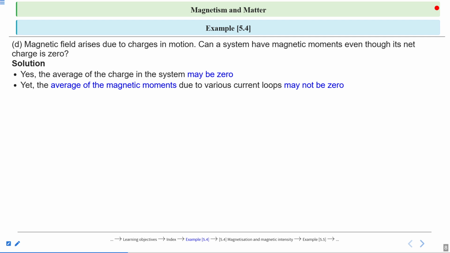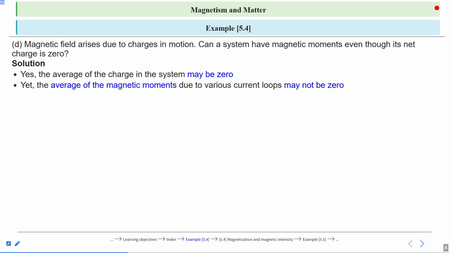We are going to study in our upcoming lectures the classification of magnetic materials, that is paramagnetic, ferromagnetic, diamagnetic. Then we will learn about intrinsic or inherent magnetic moments that are already present within the material. So the net charge on the system or material may be 0, but the average of magnetic moments that are present within the material is due to various current loops.